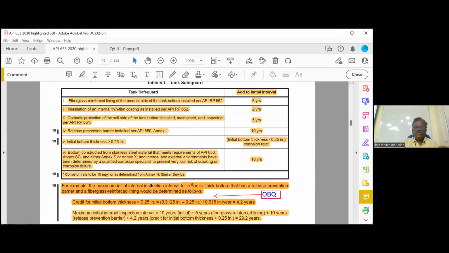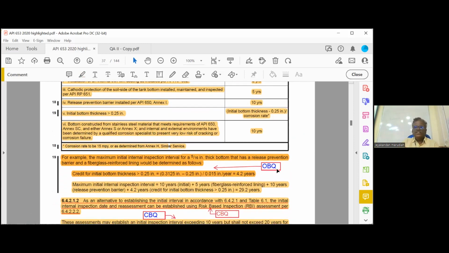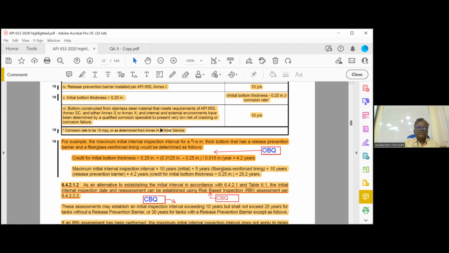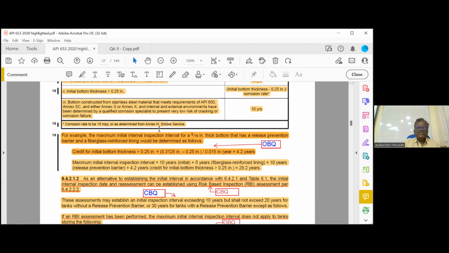Then this table is important. I told you, if you have excess thickness, how to calculate the addition to the inspection interval. So thickness more than 0.25 minus 0.25 divided by the corrosion rate. Corrosion rate they will give in the question if they ask this question. Now you can see here. Suppose you have, they have given an example. Maximum initial inspection interval is 10 years initial, 5 years FRP lining, 10 years release prevention, 4.2. So total 29, but it cannot be more than 29 is allowed because we have release prevention barrier.